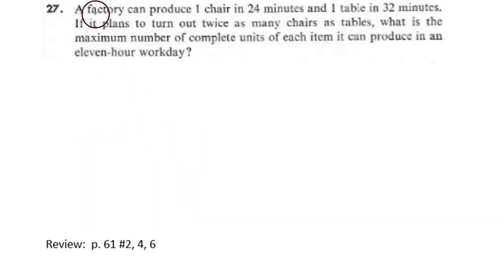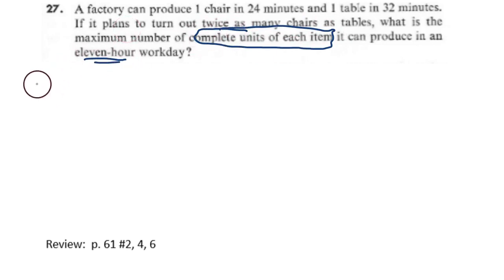Next, number 27. A factory can produce 1 chair in 24 minutes and 1 table in 32 minutes. If it plans to turn out twice as many chairs as tables, what is the maximum number of completed units of each item it can produce in an 11-hour workday? So we want to know what's the number of chairs that it can produce in a workday, and what's the number of tables it can produce in the workday.